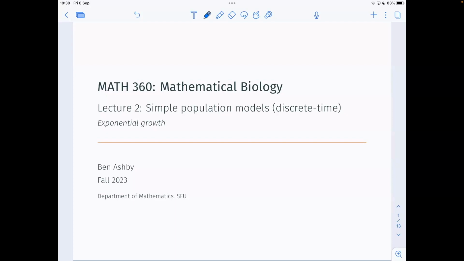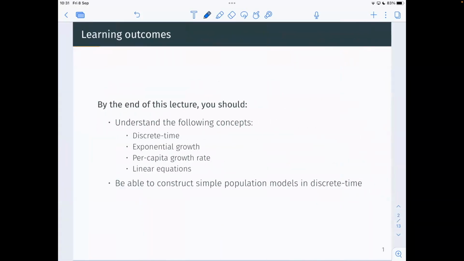Okay. Right. So today we are going to be talking about simple population models in discrete time. This material may be familiar to many of you, but I want to make sure, at least in the first few lectures, that everyone's on the same page, so we've all got the same good foundation. So we're going to be starting off by thinking about exponential growth. And today, hopefully by the end of the lecture, you should be familiar with these concepts.